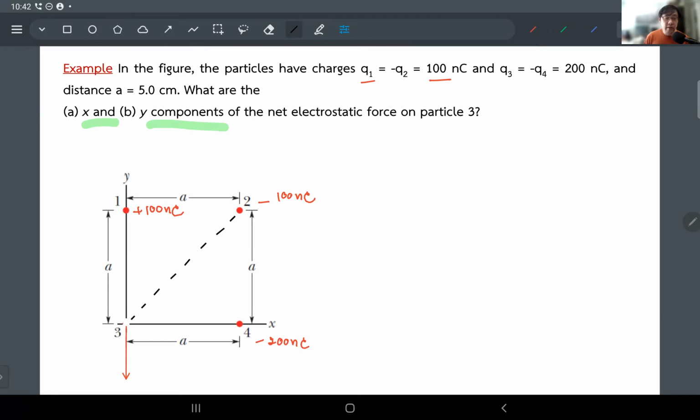There you go. All right. So now we'll move on to charge number 2. Charge number 2 is negative, so the electric field will point towards it. So it's going to go like this.